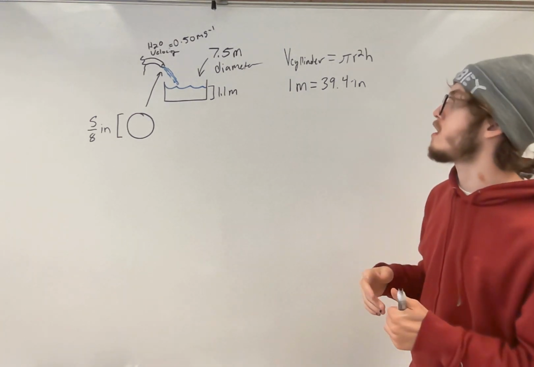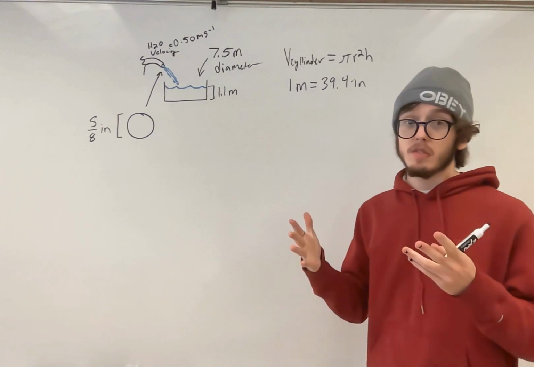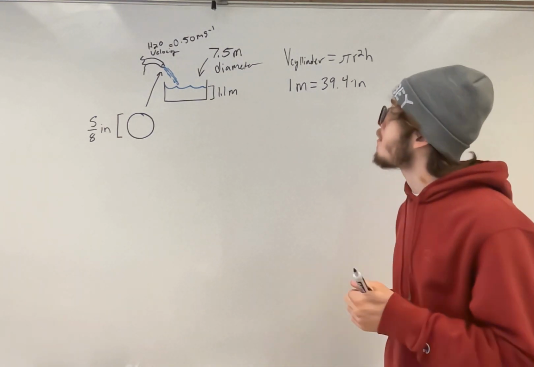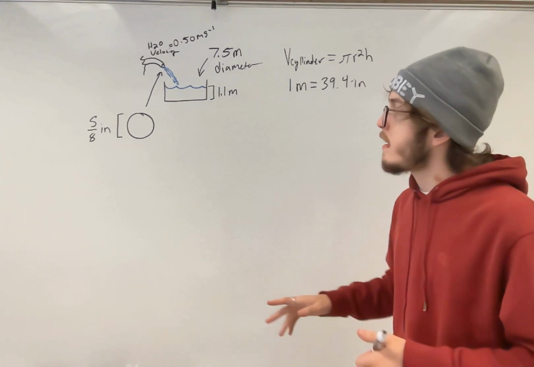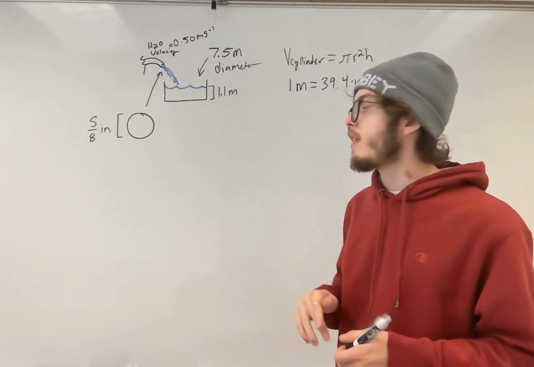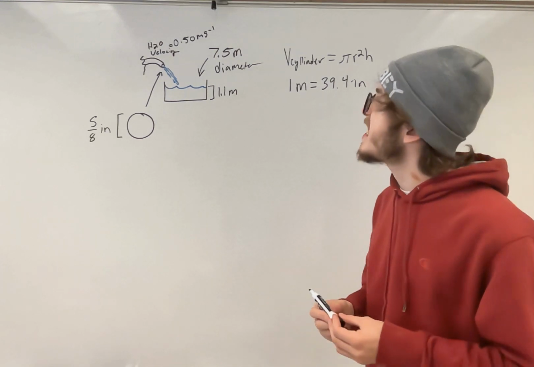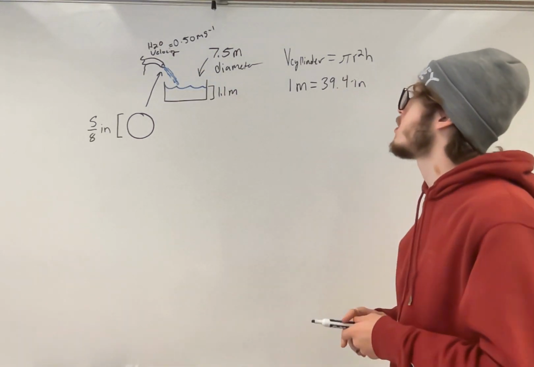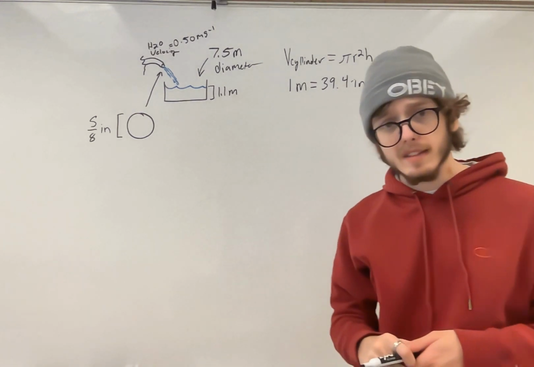to 1.1 meters. Simple question. The diameter of the pool is 7.5 meters across, and the diameter of the hose's output cross-sectional area is 5/8 inches. We're told that the velocity at which the water is exiting the hose is 0.5 meters a second.